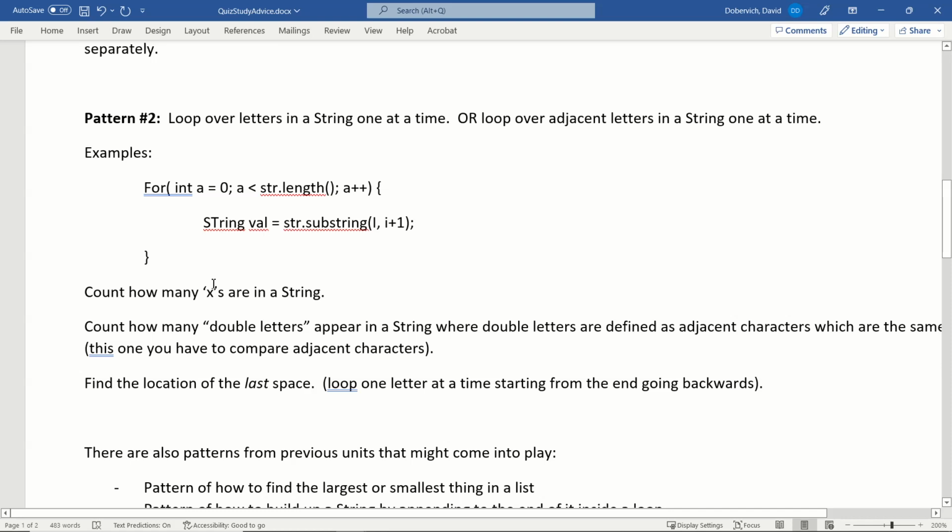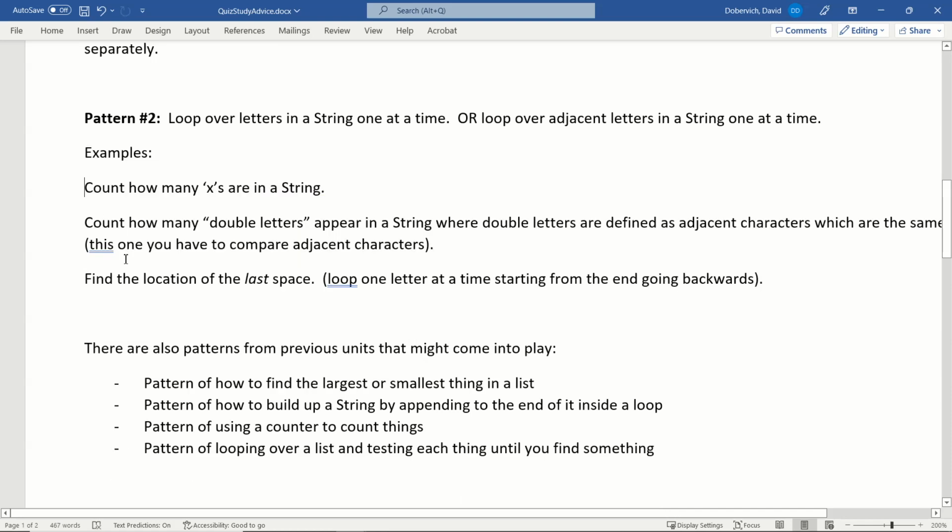You can consider a string to be just a list of individual characters, and so you can think about it as if it's an array. And so we've done a couple of different problems like this. You could count how many X's are in a string. You could count how many double letters there are. So like PP is an example of a double letter. They're two adjacent characters which are the same as each other.